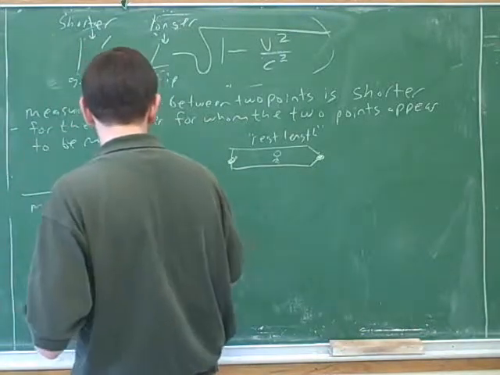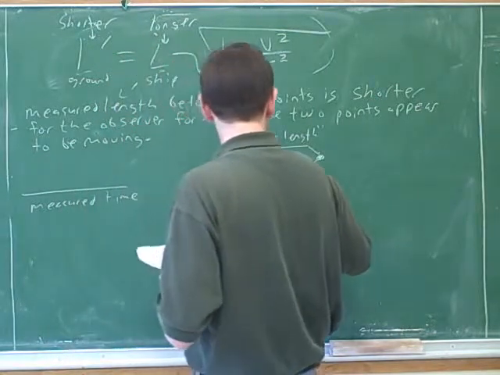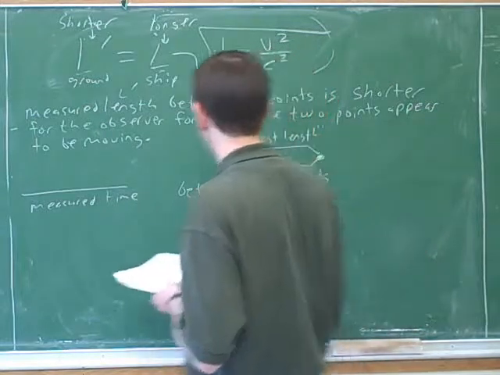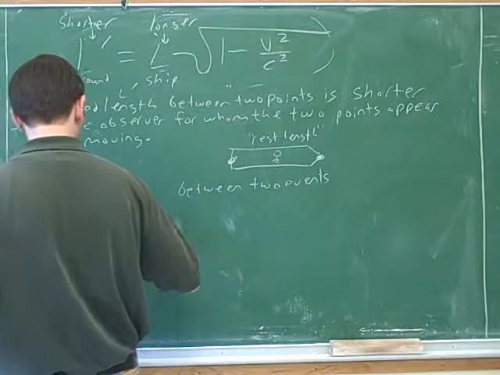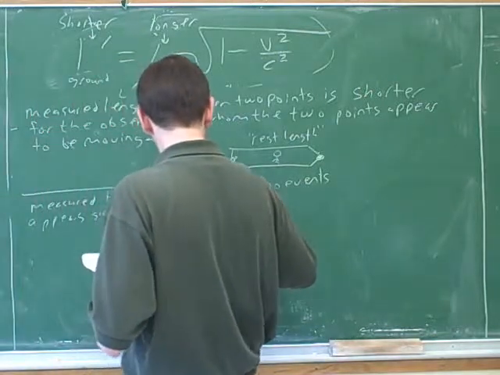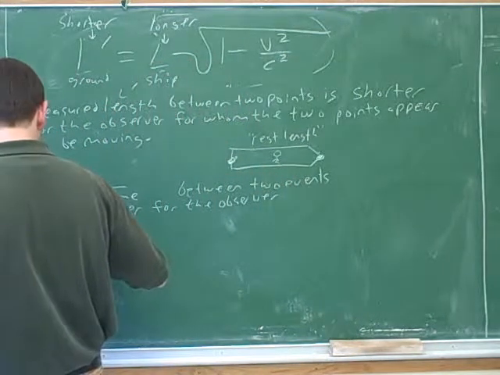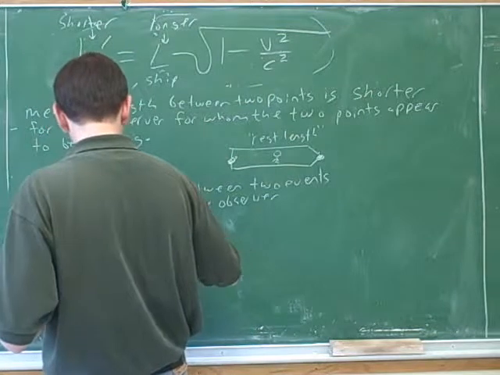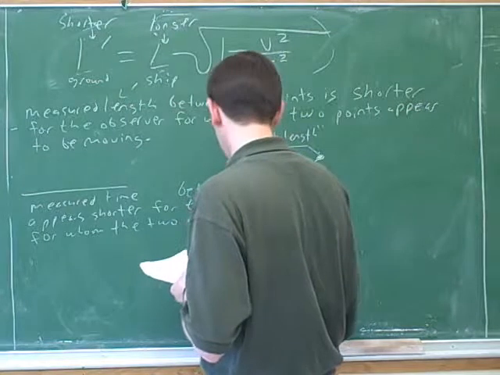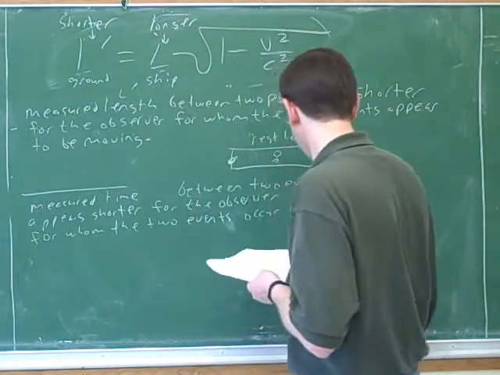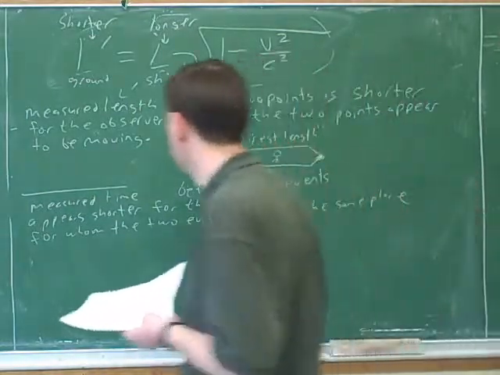Measured time between 2 events appears shorter for the observer for whom the 2 events occur in the same place.